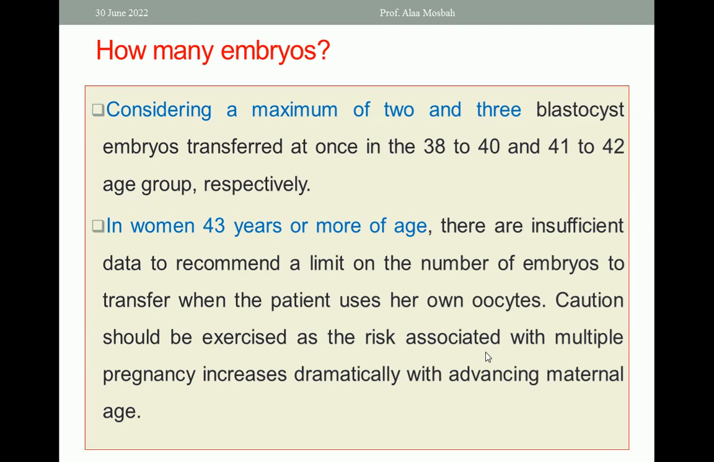But in women 43 years or more, as regards the guidelines, there are insufficient data to recommend a limit on the number of embryos to transfer when the patient uses her own oocytes. And caution should be exercised, as the risk associated with multiple pregnancy increases dramatically with advancing maternal age. So if multiple pregnancy happens at age 43 and above, the complications are more.